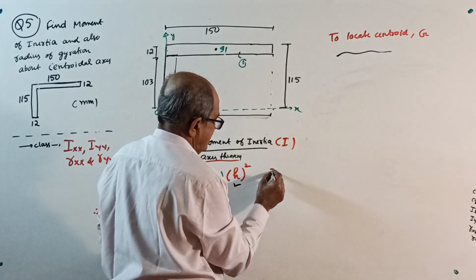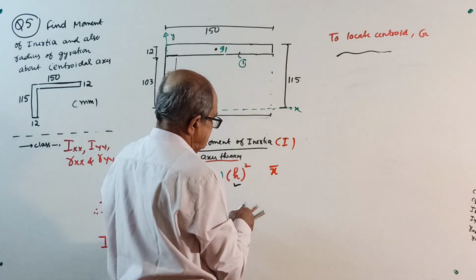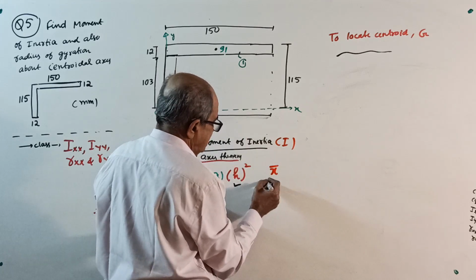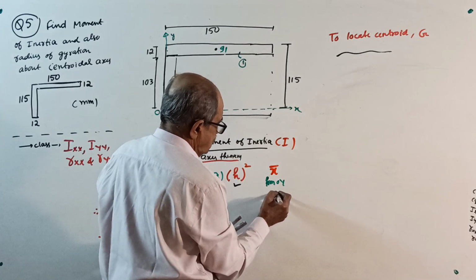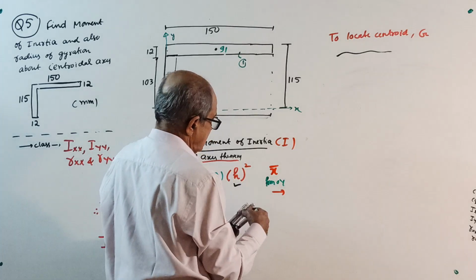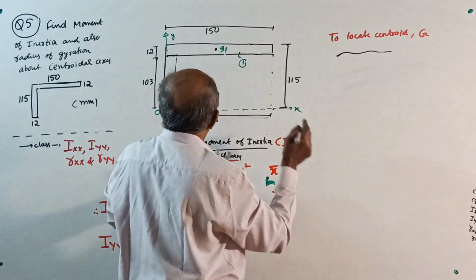Okay, start. x bar, don't look at these things, from OY to which side? To the right side. Equal to, you write the formula, A1.